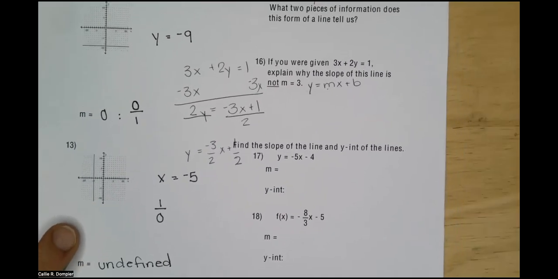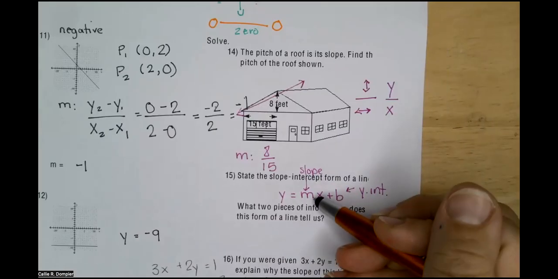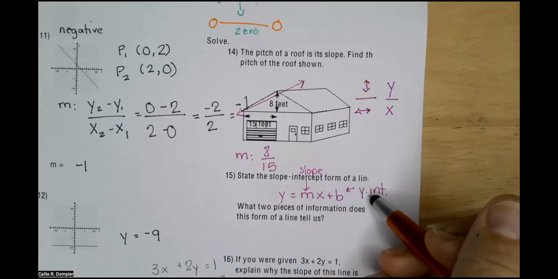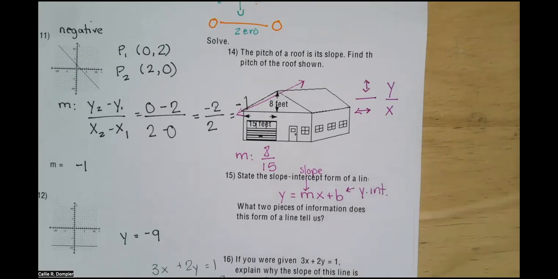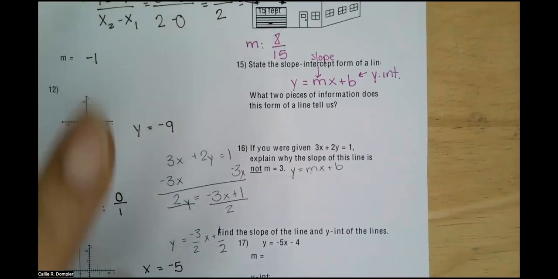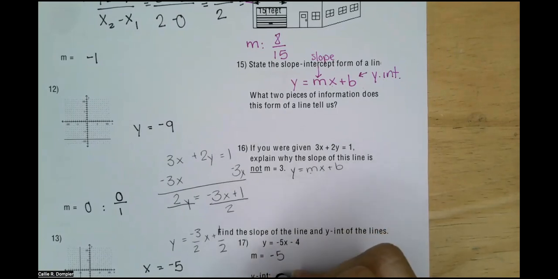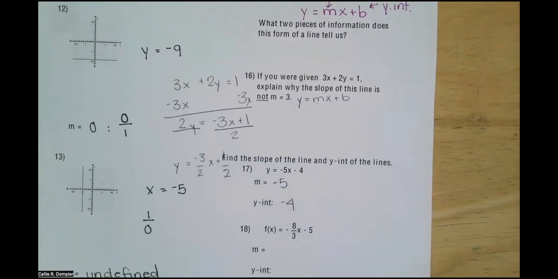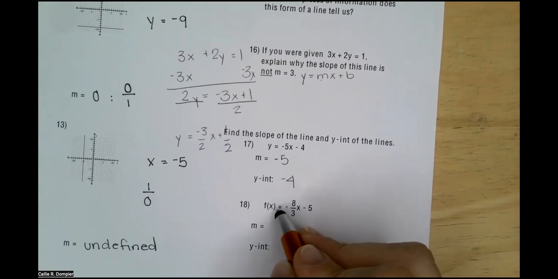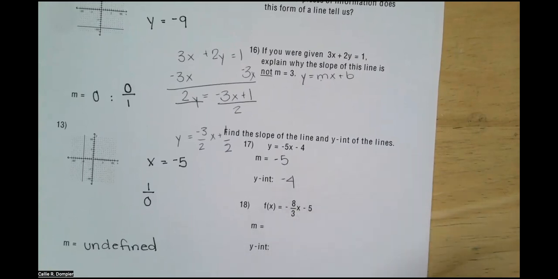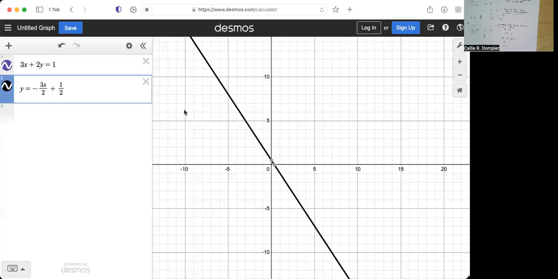Find the slope of the line and the y-intercept of the line. Remember, your slope is going to be the coefficient of x, and your y-intercept is going to be the constant, or the number besides that. So here the slope is -5, don't forget the negative sign, and the y-intercept is -4, don't forget the negative sign. Okay. Here we have f of x equals -8/3x minus 5. I want to show you something else in Desmos.